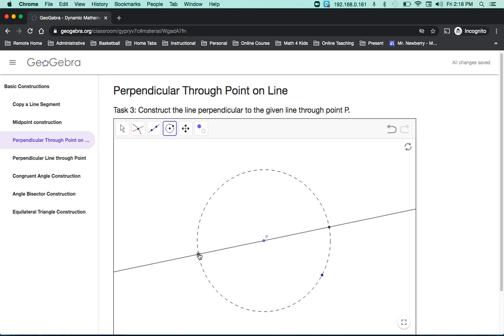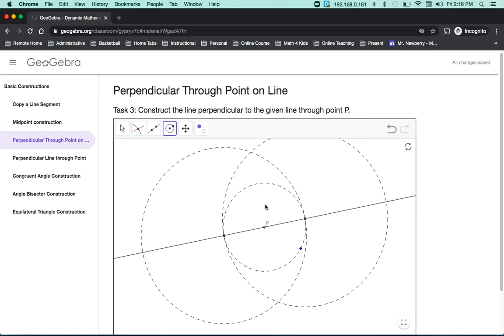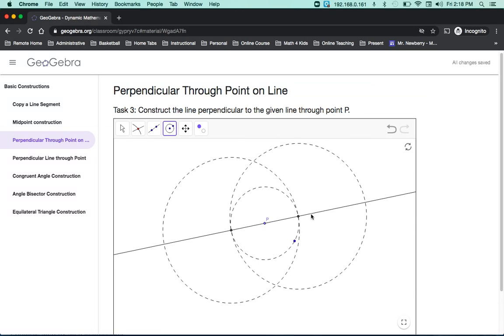So I'm going to click here. I'm going to make a circle with a radius of the segment length. Then I go over and have another center over here. Make my circle with the same radius length. I'm going to go ahead and zoom out a little bit so we can see everything. Now, if I were to draw from that intersection point to P and make a line, it should be perpendicular with the given line, right? But I want that intersection point first.